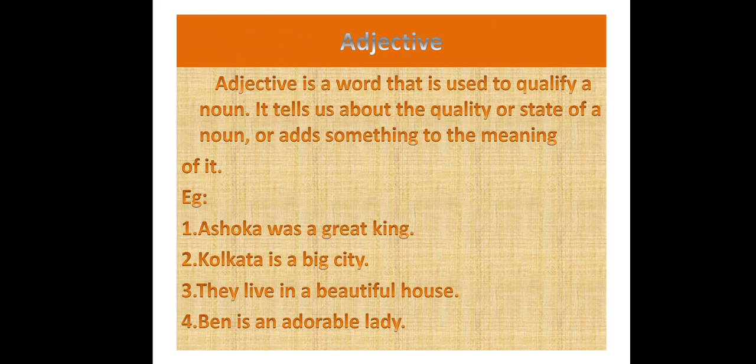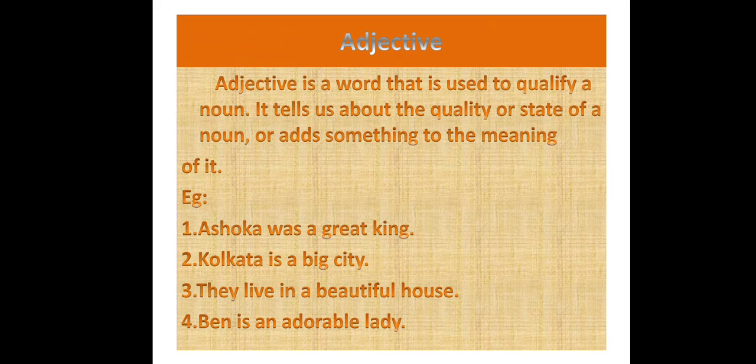An adjective is a word that is used to qualify a noun. It tells us about the quality or state of a noun or adds something to the meaning of it. So this is a qualifier of a noun. In this particular example, Ashoka was a great king. In this sentence, see the word which qualifies Ashoka, which tells us what kind of king he is: the word great. So great is an adjective.